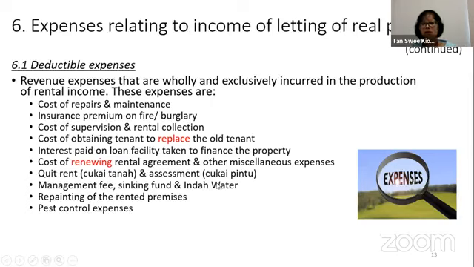Quit rent, cukai tanah, assessment, cukai pintu, the house has to pay cukai tanah, cukai pintu. Yes, deductible expenses. Management fee, sinking fund, and Indah Water. Okay, management fee and sinking fund, normally for those condominiums or managed properties. Management fee, if those houses have fencing, yes, also have to pay for it. Deductible. Indah Water. If the landlord bears it, deductible. If your tenant bears it, of course you can deduct it because your tenant paid for it. Repainting of the rented premises. Your tenant shifts out already, you look at it, the wall is so dirty, you ask renovation people to come to repaint it. Yes, this cost incurred is deductible, offset against your rental income. Pest control expenses, also deductible expenses.